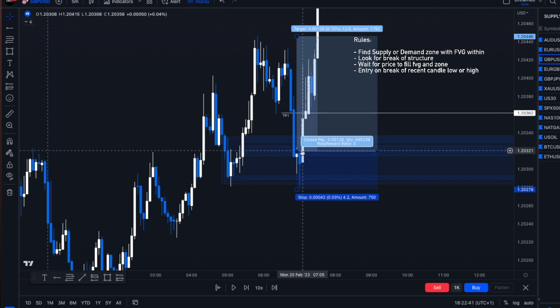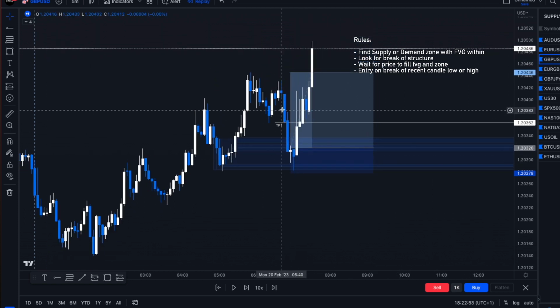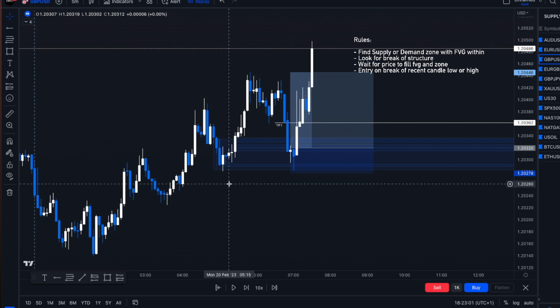We got a break of our candle high, and we entered the market here with a stop loss just below the zone, maybe a pip or two below the candle or the zone, depending on which is further down. And as you can see, price has just skyrocketed. We've smashed through our first TP and actually almost hit our 1-to-2 almost immediately on a 5 minute candle there. And there we go. So that's a really good example.